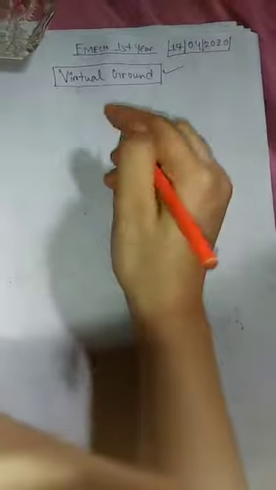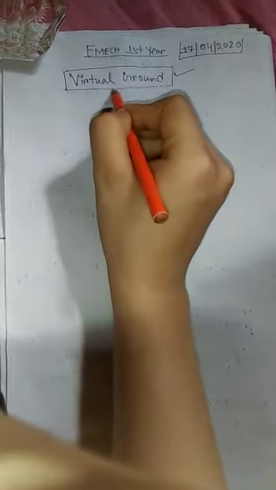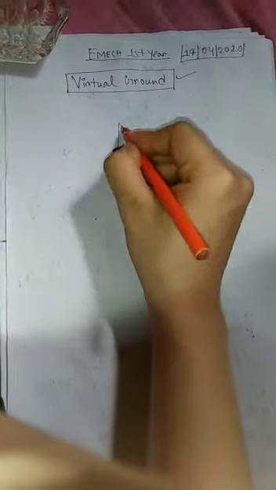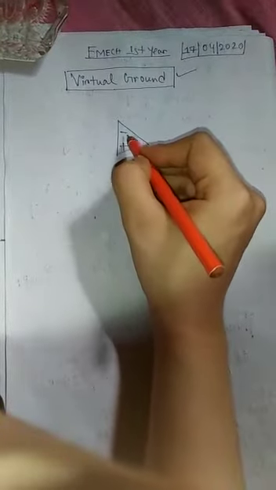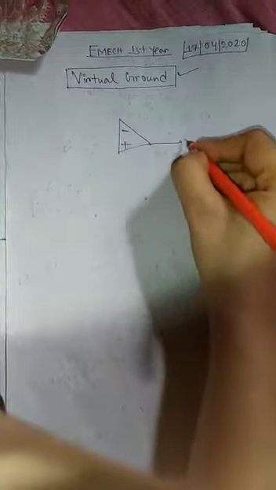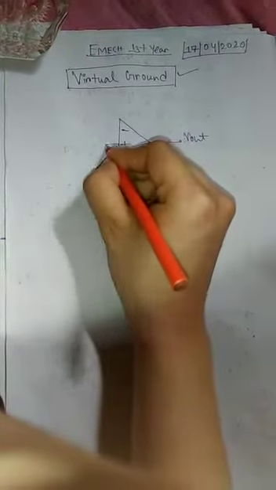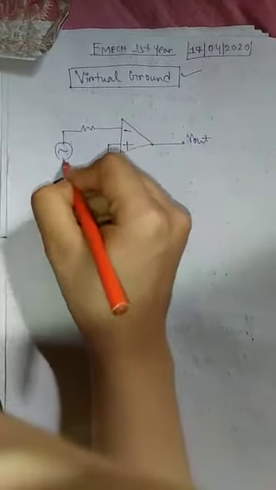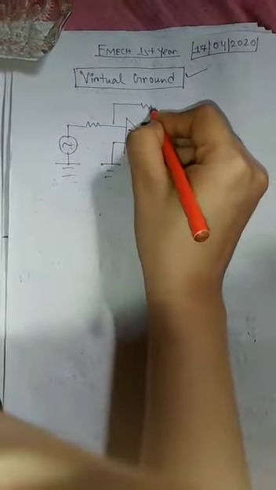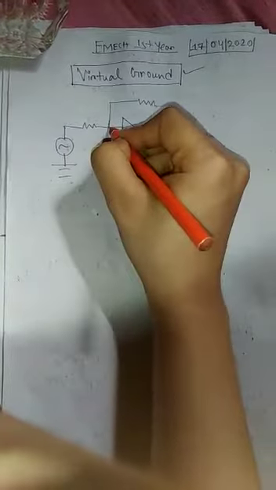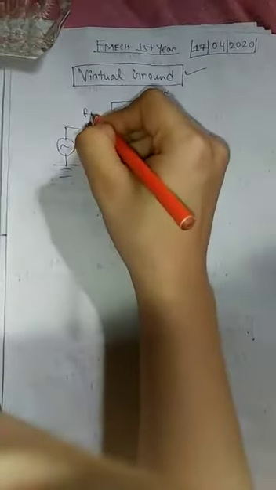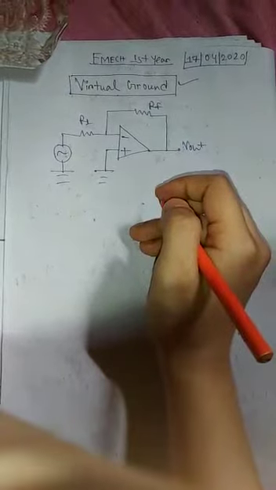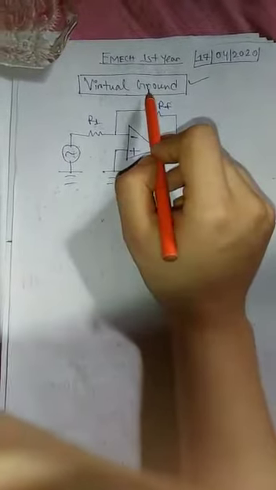So what is virtual ground and why do we call it virtual ground? It's a part of the operational amplifier, and this is the op-amp. This is the negative terminal, this is the positive terminal, this is V out. So let's first clear the concept of virtual ground.